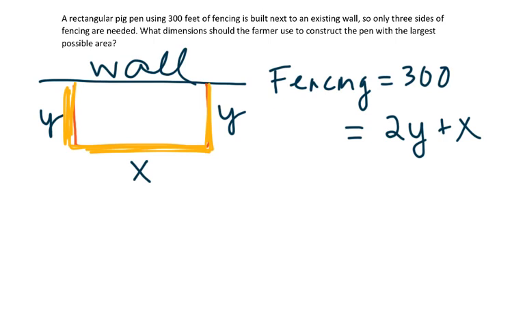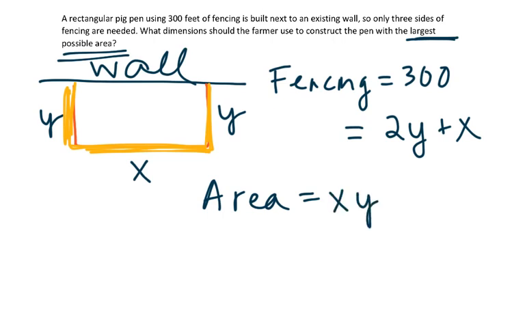Alright, so what else do we want? It asks what dimensions the farmer should use to construct the pen with the largest possible area. So now we've got to look at area. The area of this shape, it's a rectangle, so remember, area is equal to length times width. The length in this case is my x, and the width is my y.